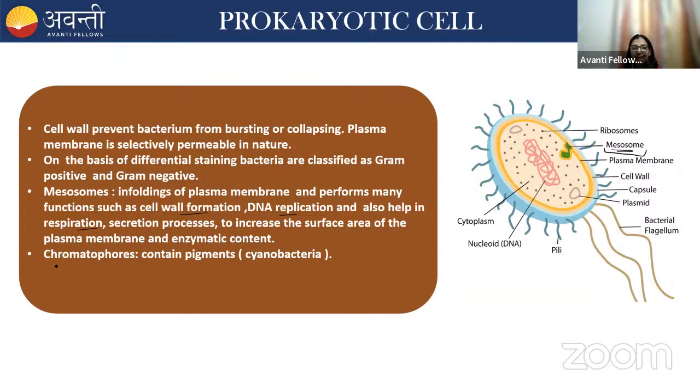Prokaryotes have a chromatophore. Chromatophores are structures that contain pigment, like in cyanobacteria. Cyanobacteria is a blue-green alga. It is photosynthetic in nature and performs photosynthesis. Cyanobacteria have chlorophyll A, and this chlorophyll A pigment is present in a structure which is known as the chromatophore.